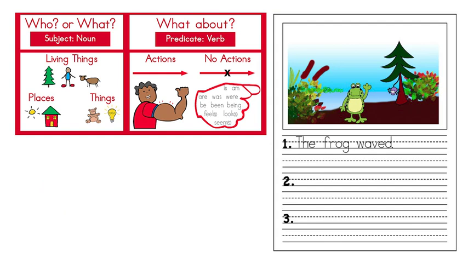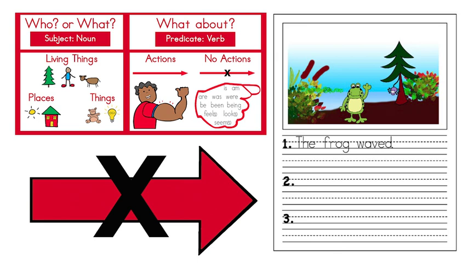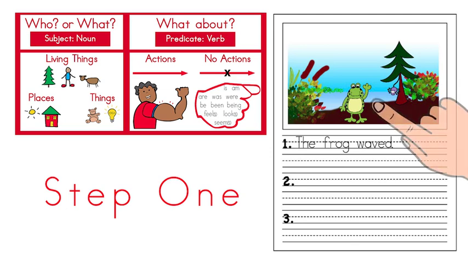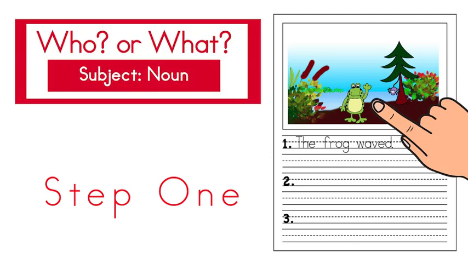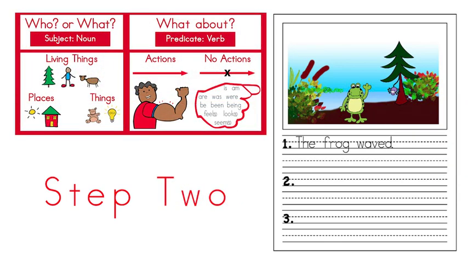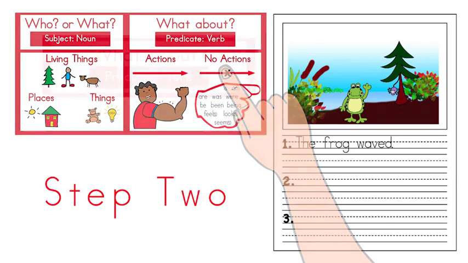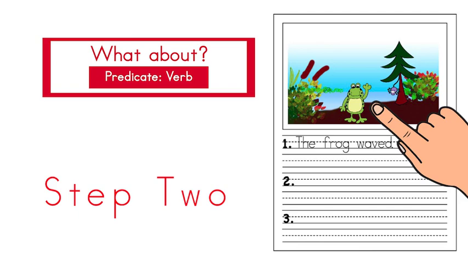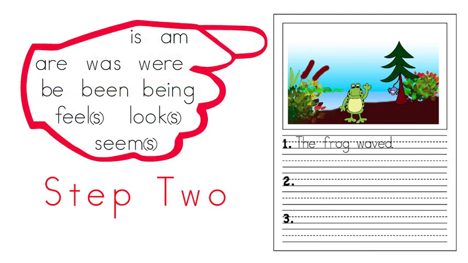Next, let's write 2 more sentences about the frog, but this time using no action verbs. Step 1, point to the picture and ask, who or what is this mostly about? A frog. Step 2, go to the no action verb and ask, what about the frog? What is the frog? Rename or describe it. These are verbs with no actions. The verbs with no actions always ask, what about the noun?